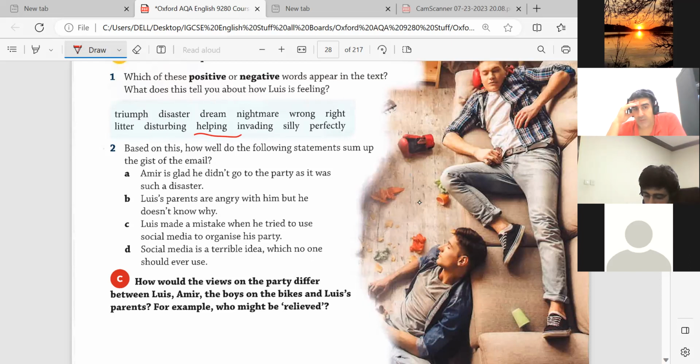Okay, Khalid, do you have a question? Yes, I know the meaning of invading and silly, but I want the exact definition for both of them, please. Invade is like a huge number of people, too many people. In Arabic it means غزو, to invade. Imagine people invading the place, meaning too many people were in a very small place.